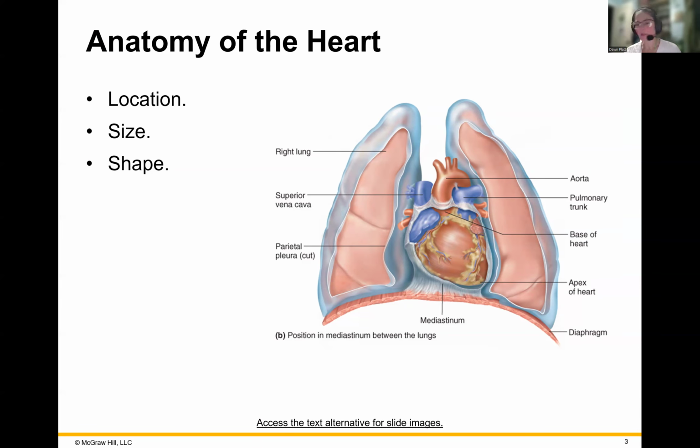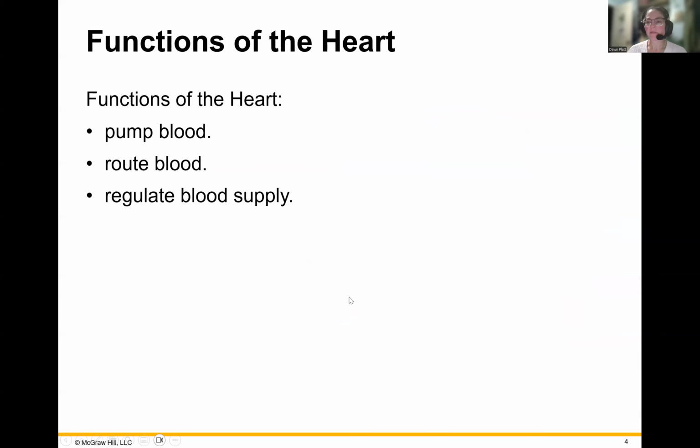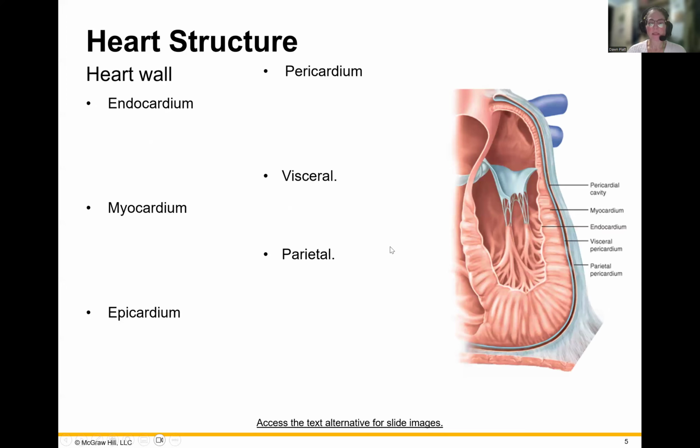And then we're going to go into a little bit more about the heart, the functions of the heart. It pumps blood, it routes blood, and regulates the blood supply, where it can initiate hormones that will initiate creation of new blood if we don't have enough. So let's take a look at the heart wall structure. This picture's on page 317.